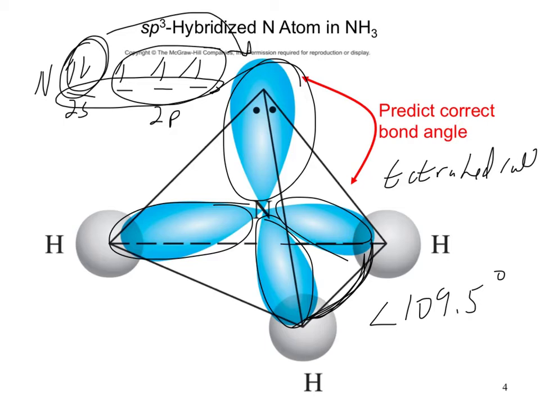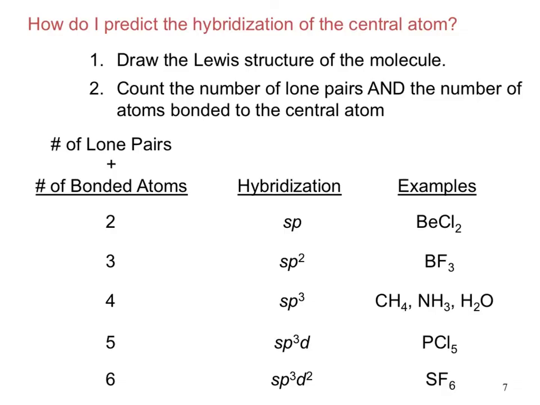Similarly, you would see that for water, again, the oxygen would be an sp3 hybrid as well, but this time you'd end up with 2 lone pairs. So in water, it would look very similar to this picture for nitrogen, except instead of 1 lone pair, you'd have 2 lone pairs. So predicting the hybridization of the central atom is actually fairly easy.